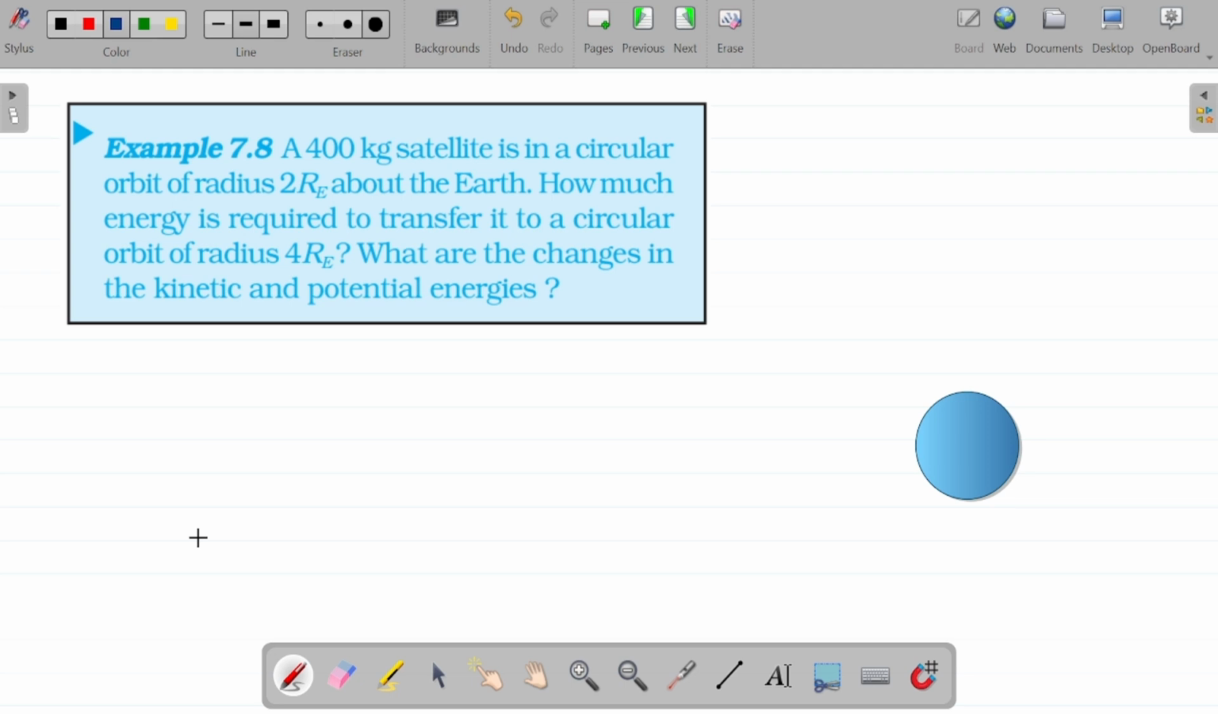Okay, let's continue our discussion. We have example 7.8 here. A 400 kg satellite is under a circular orbit of radius 2 RE.